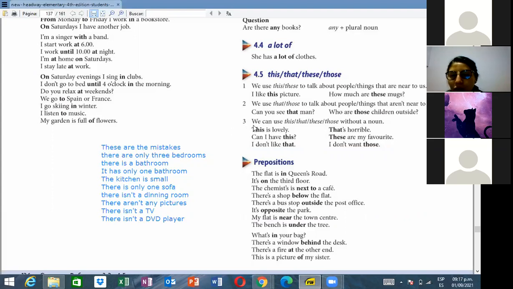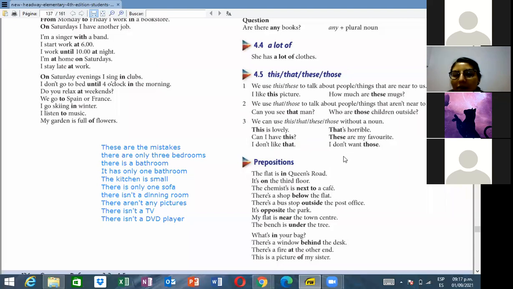And we have the next rule, number 3. We can use this, that, these, those, without a noun. Okay? ¿Qué nos dice esta reglita? For example, this is lovely. Can I have this? I don't like that. That's horrible. These are my favorite. I don't want those. ¿Qué nos dice esta regla? We can use this, that, these, those without a noun.